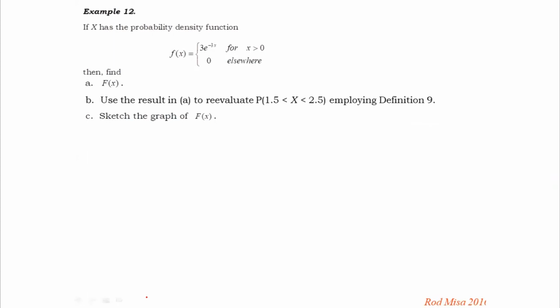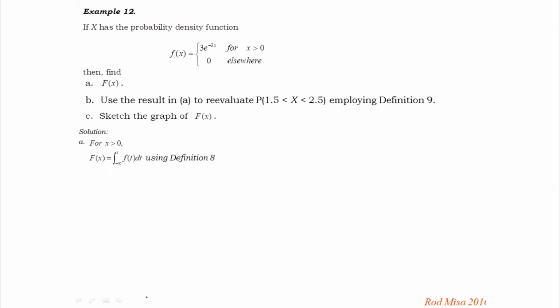But remember, we have solved this one already in our previous example. But here, we will solve the probability using the cumulative distribution function, big F of x. Letter C, sketch the graph of the big F of x. So, solving our cumulative distribution function, big F of x, we need to use our definition 8 here.